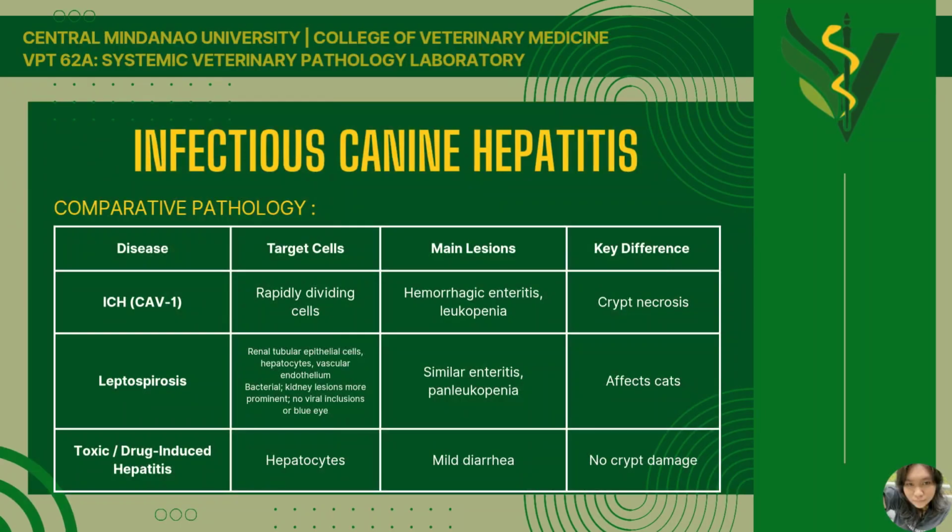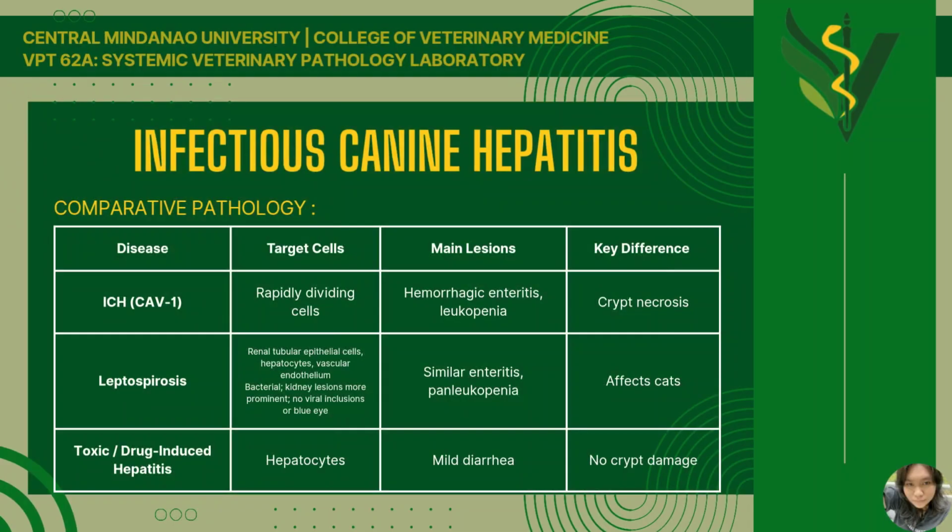Now, leptospirosis is bacterial and more multisystemic. Although it causes hepatic injury, it prominently affects the kidneys, especially the renal tubular epithelium. So clinically, azotemia and renal failure are common for leptospirosis.